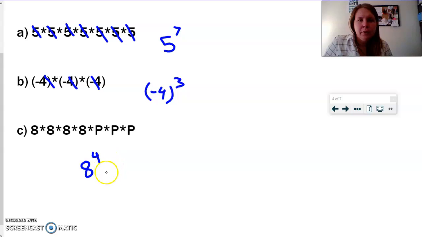Then I could either put that multiplication, but remember when we just put things right next to each other, that also shows multiplication. So I can write a p, and then I'm going to figure out how many p's there were. 1, 2, 3. There were 4 8s, 3 p's. I cannot combine these 4 and 3 together because they're not the same base. So I have to make sure that the correct number goes with the correct base.